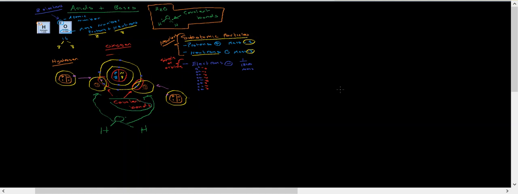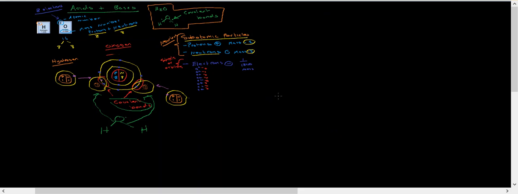Now, water can split, and you can get an OH minus and an H plus. These are what are known as ions. Maybe I'll make those a different color. Let's use this here.